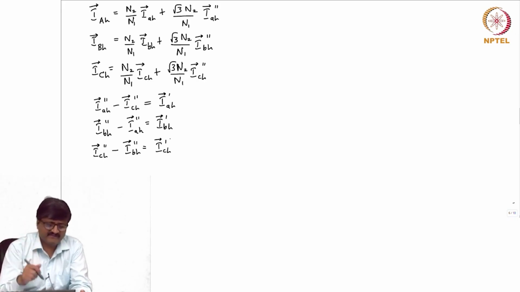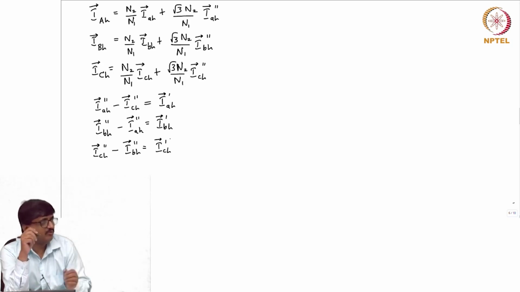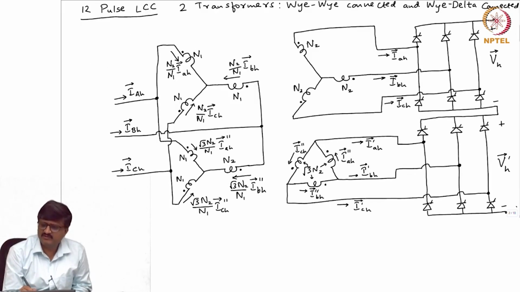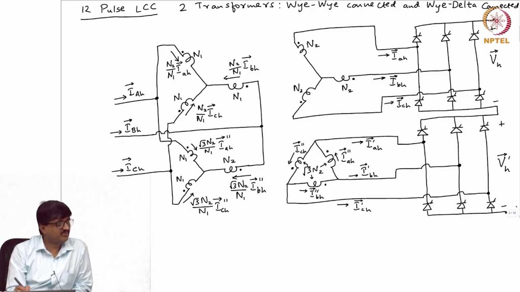If you just add, fine. The left hand side is fine. What about the right hand side? A plus B plus C is 0. How? See, go to the circuit. How is it 0? You are saying that IAH prime, IBH prime and ICH prime sum to 0? I mean, you should know how it is 0. 0 may be okay, but how?